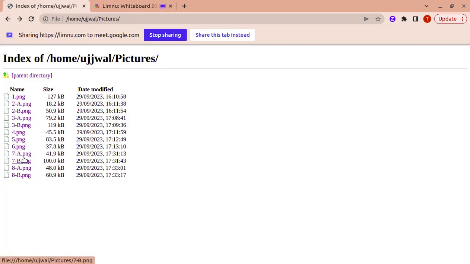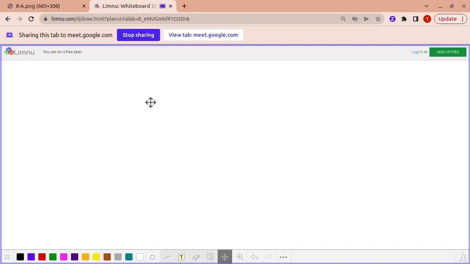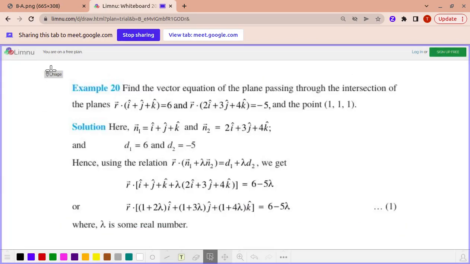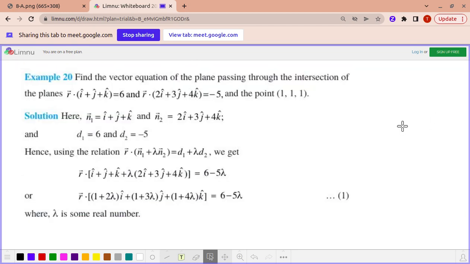So dear students, let's look into one question here. The first question I am going to place here: find the vector equation of the plane passing through the intersection of the planes. The first plane is given by r vector dot i cap plus j cap plus k cap equal to 6, and the second plane is r vector dot 2i cap plus 3j cap plus 4k cap equal to -5, and the hint is that it is passing through the point 1, 1, 1.